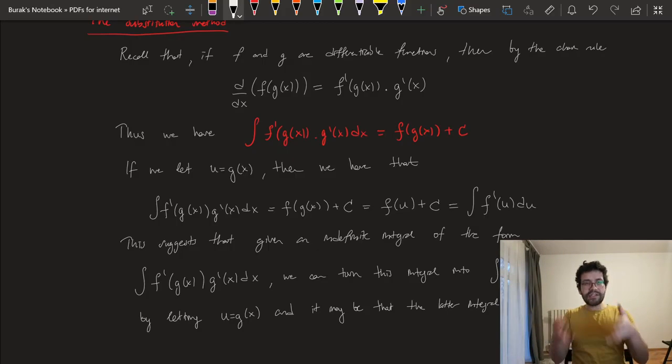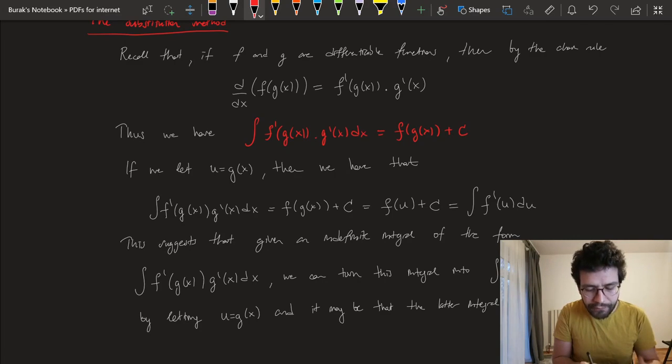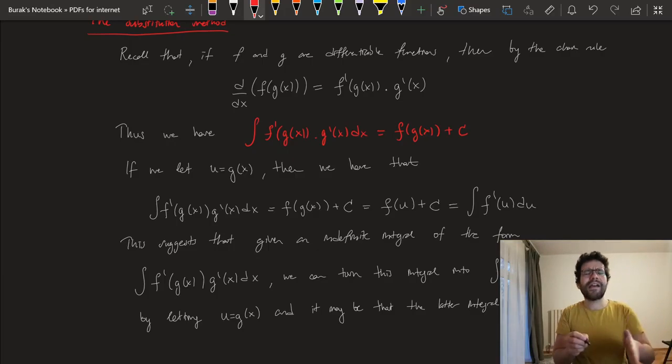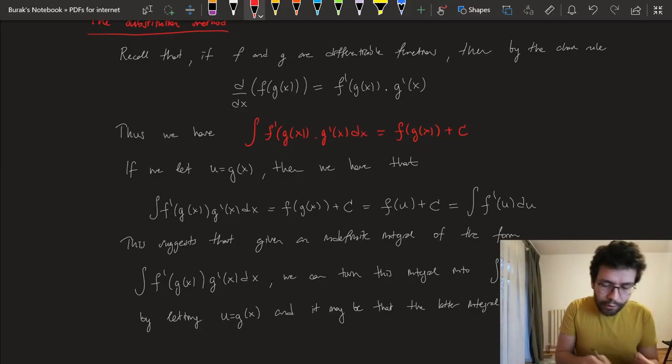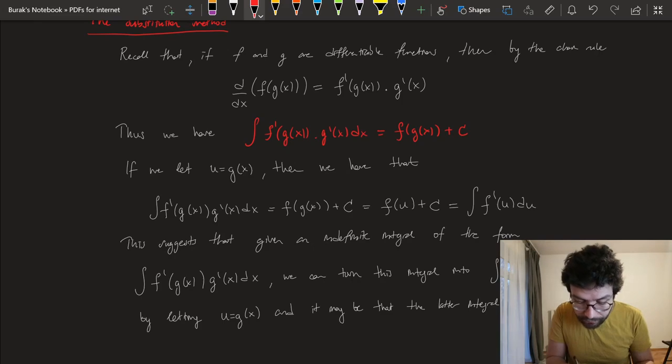Now, the whole thing suggests you do the following. You have an indefinite integral of f prime of g of x times g prime of x dx. If you call your g of x u, then this integral will turn into something possibly quite simpler.